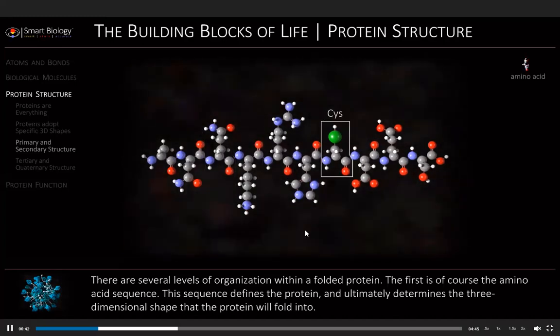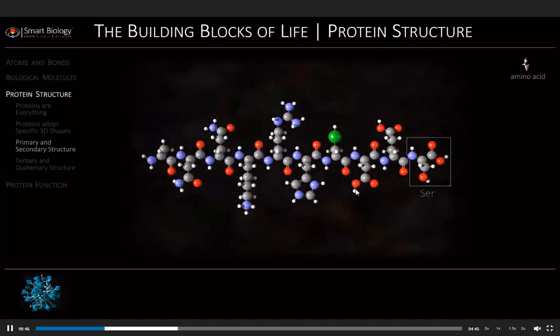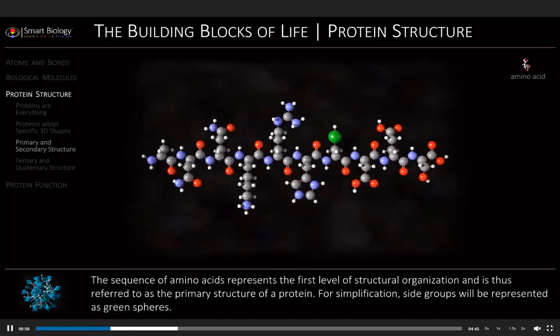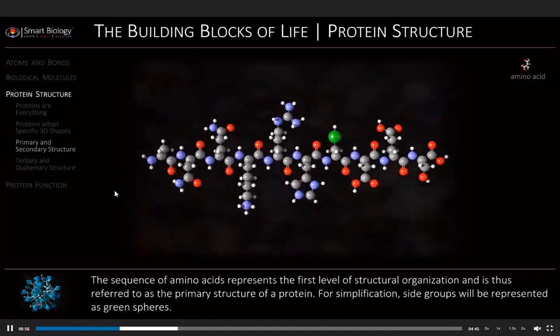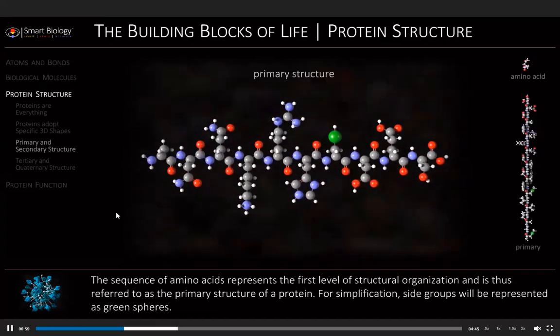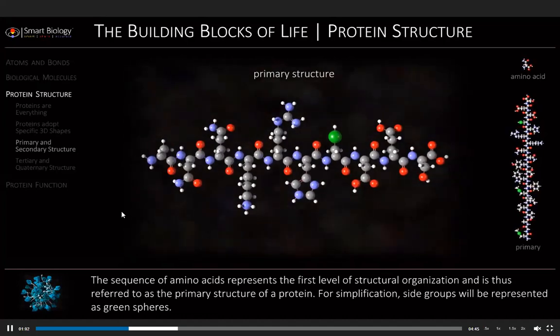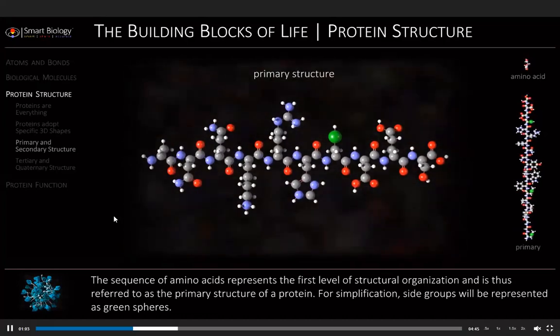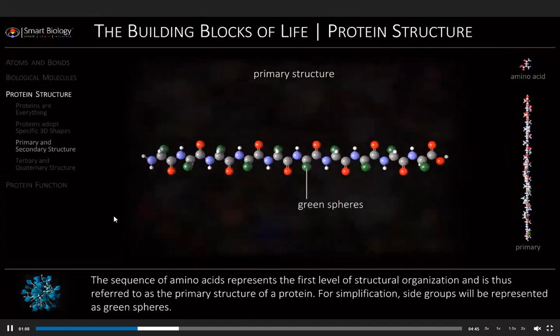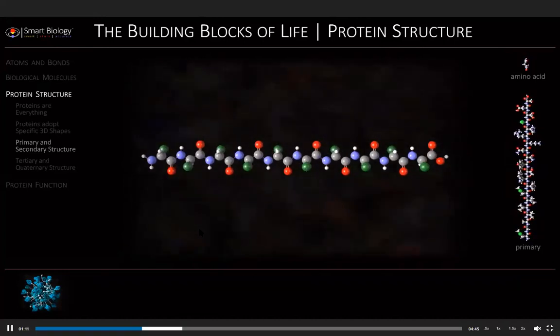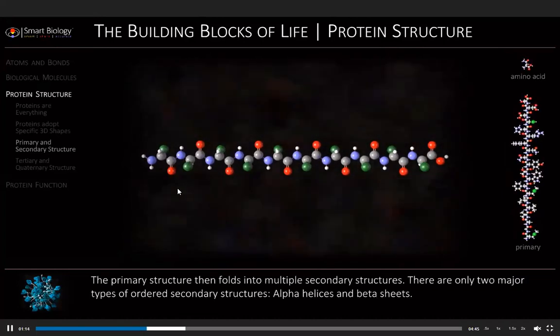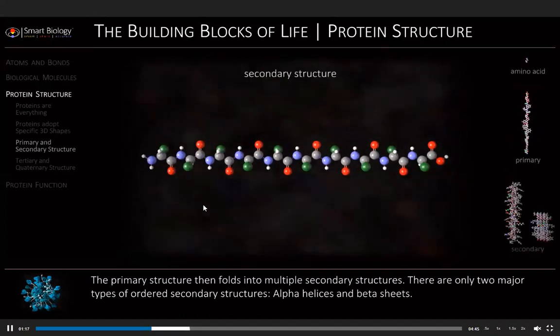These are different amino acids. You have histidine, glutamine, serine. Let me reduce the speed a little bit. So it represents the first level of structural organization, and it's called the primary structure of the protein. Now the video will remove all the side chains, and we are just going to show them represented as green spheres. Okay, the side chains are there.